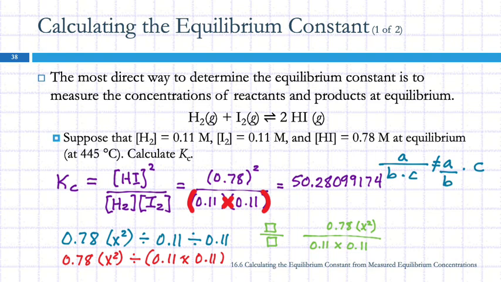Your calculator showing you that, 50.28, some stuff. We're going to consider sig figs in this class. We're not going to completely ignore them, but we're also not going to get crazy about them like we did in 1A, right?